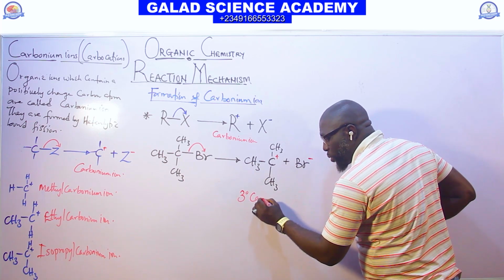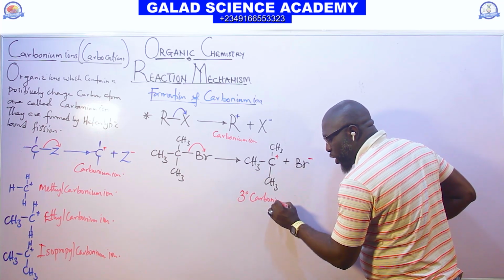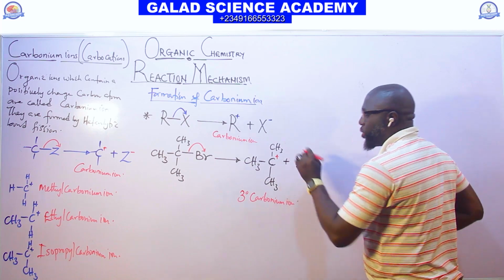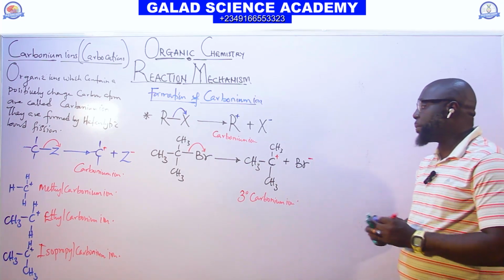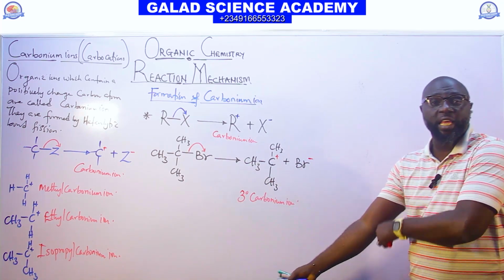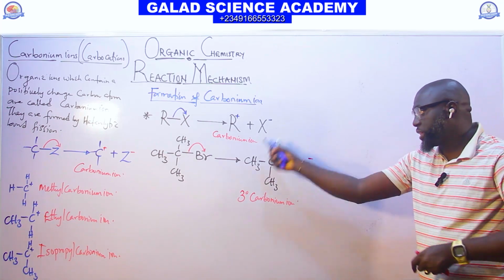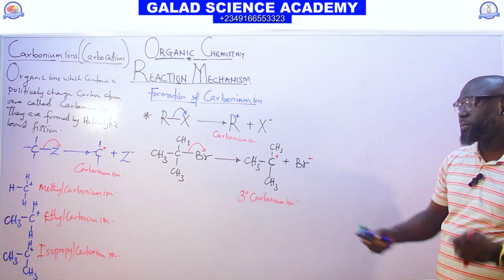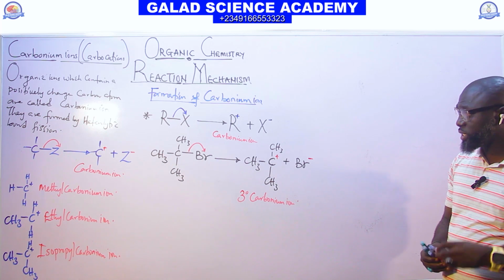And this compound, we call it a tertiary carbonium ion. You can see this carbon is surrounded with three alkyl groups. This is how a carbonium ion can be formed.